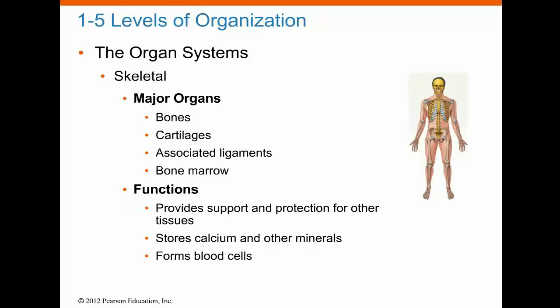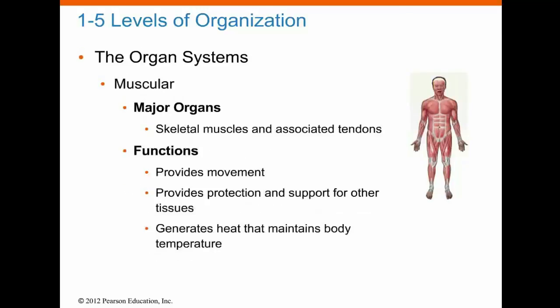The next one that we'll be covering is the muscular system. We'll mainly be looking at superficial muscles that you will need to get to know the names of. So we're talking about the skeletal muscles and associated tendons. So tendons join muscles to bones. The function is to provide movement, provides protection and support for other tissues, and it generates heat and it maintains body temperature.